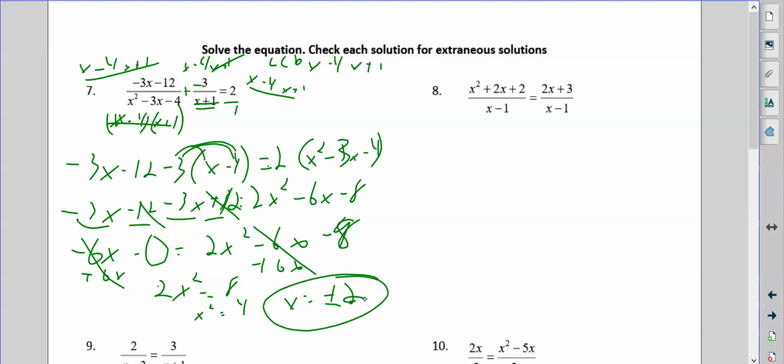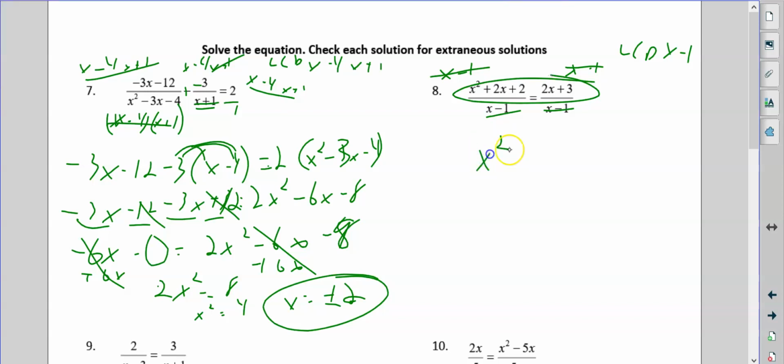Here you can tell x minus 1 is the LCD. It's the only thing we got. So if I multiply this by x minus 1 and this by x minus 1, everything cancels and I'm just left with this. So I'm going to move everything over to one side. I'm going to subtract the 2x. When I do that, I end up with x squared plus 2 equals 3. So I'm going to subtract 2 from both sides. I get x squared equals 1.